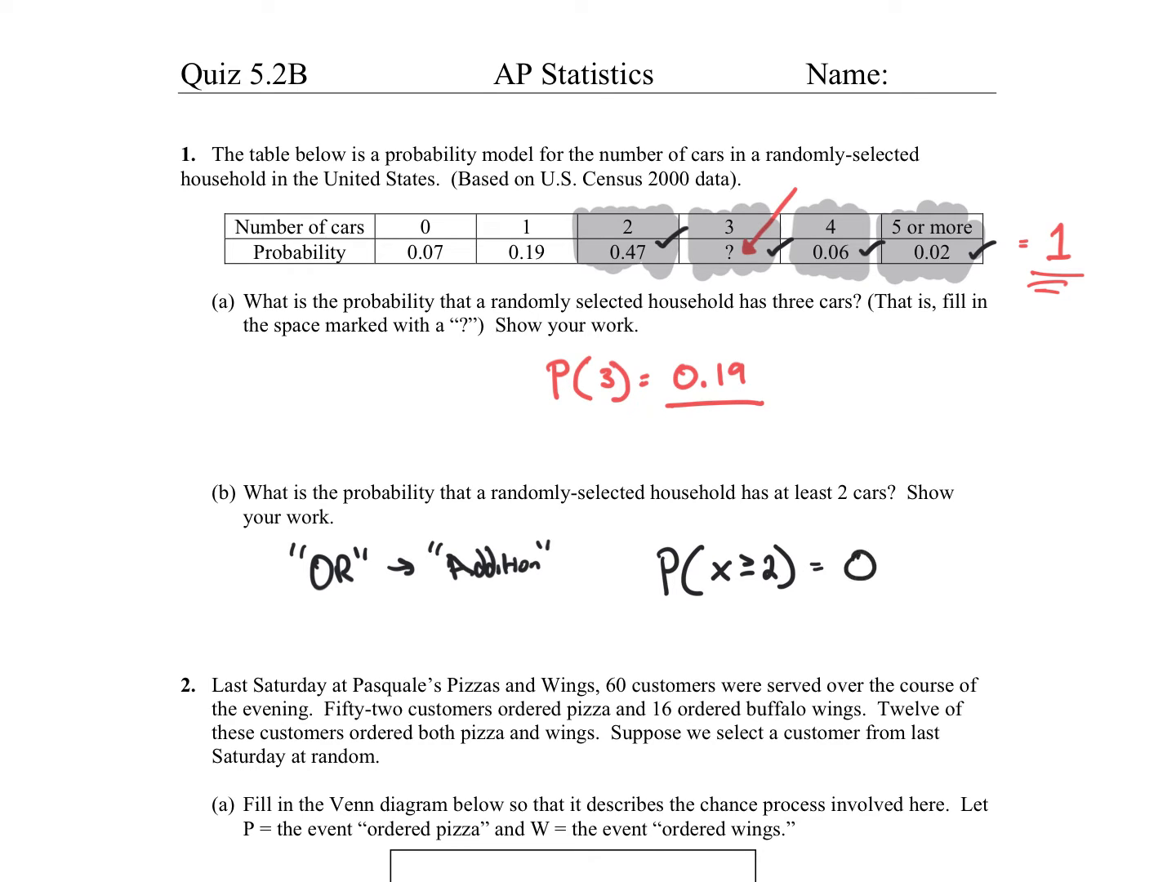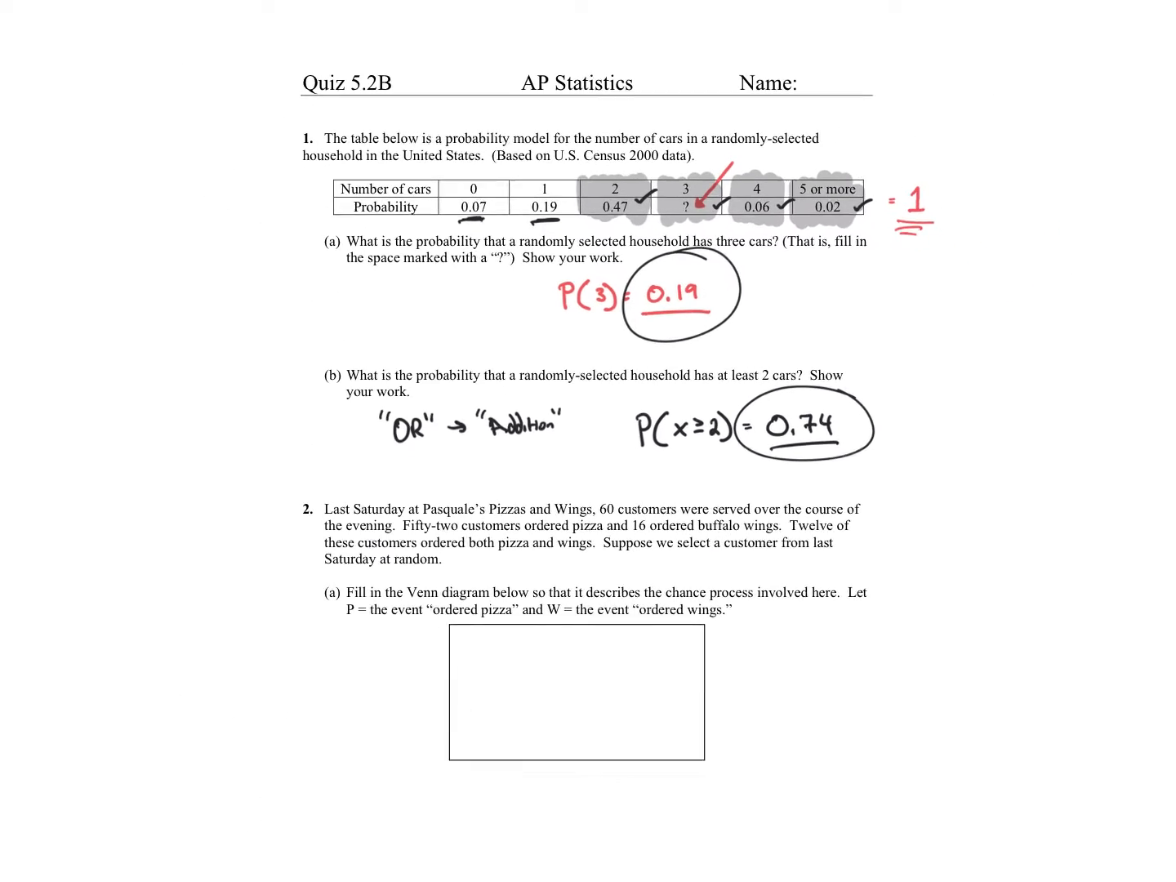So that's going to be 0.74, all right? Or 74% if we needed to change it to a percent. So that's one way to do it. The other way is we could have added 0.07 and 0.19, which is 0.26, and complemented it, or taken it away from 1. We're still going to get the same answer. So make sure you got those answers down.